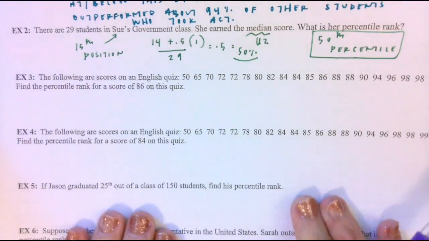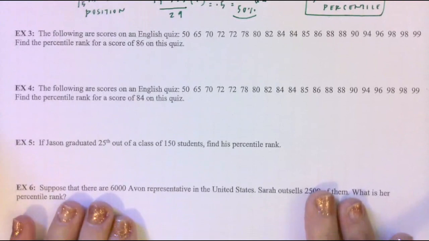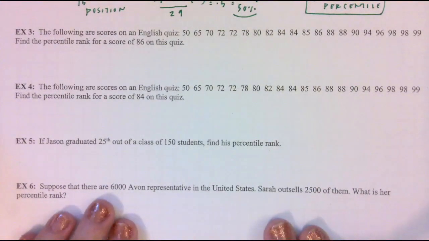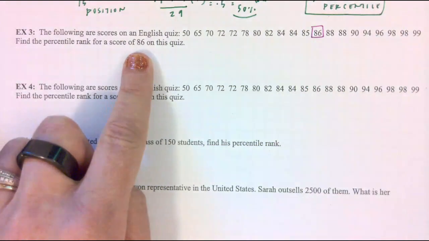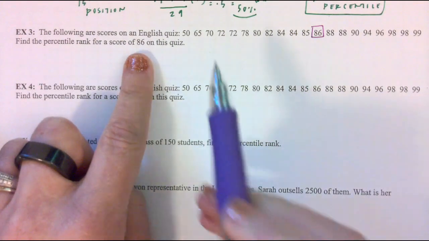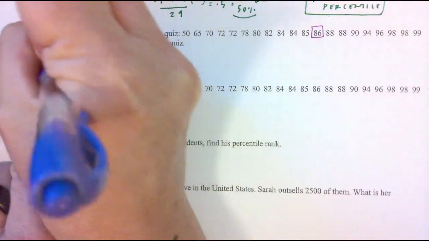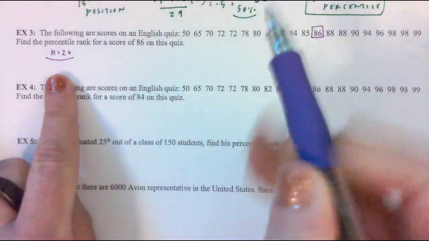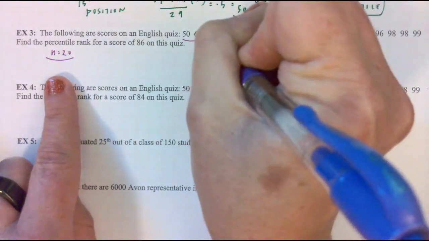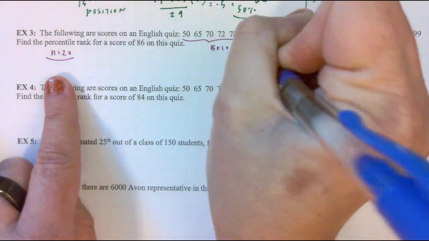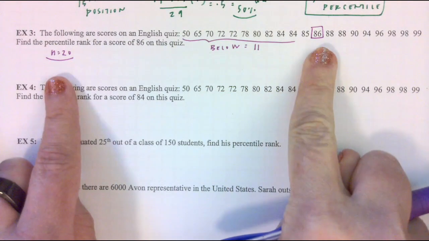Okay, example 3, here we're given actual data. We're looking at scores on an English test. Let me just slide that up. And I'm saying find the percentile rank for a score of 86. So here's my 86. I want to count up how many scores are less than 86. I put them in order. There's 20 scores total, so our N is 20. If I count up the ones that are below here, we should see that there's 11. So 11 scores that are below that 86.